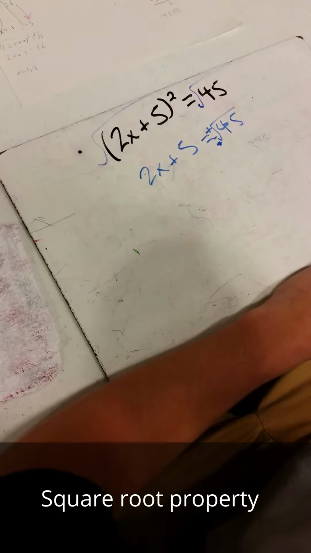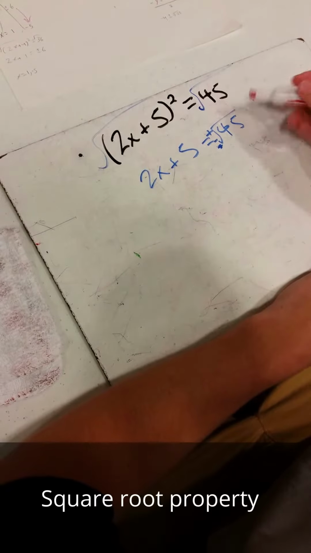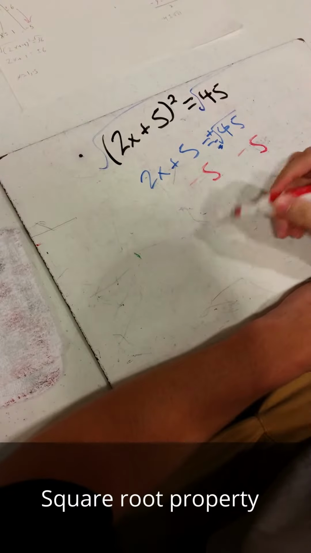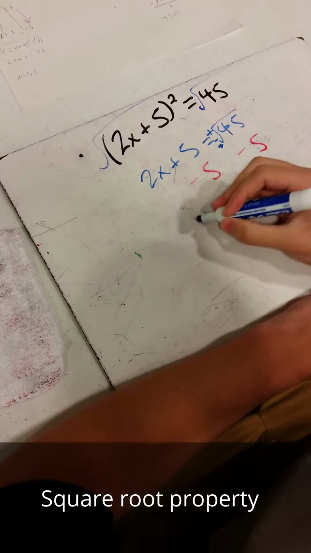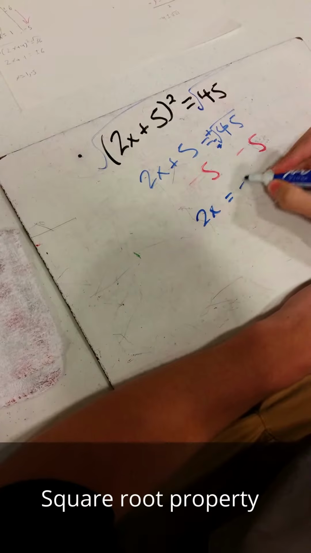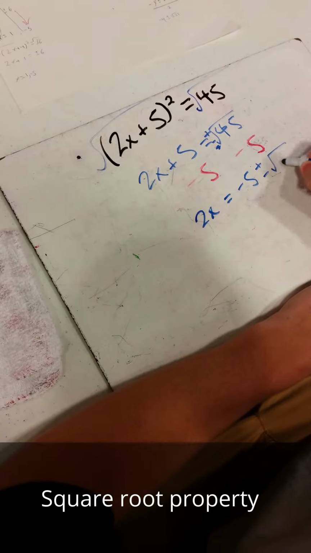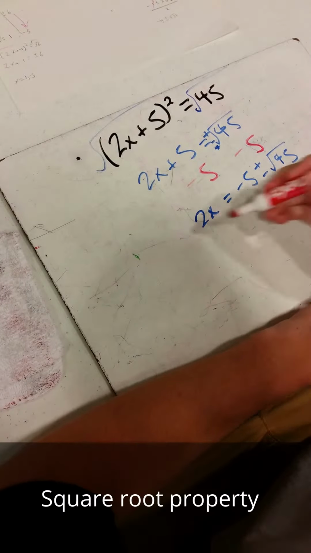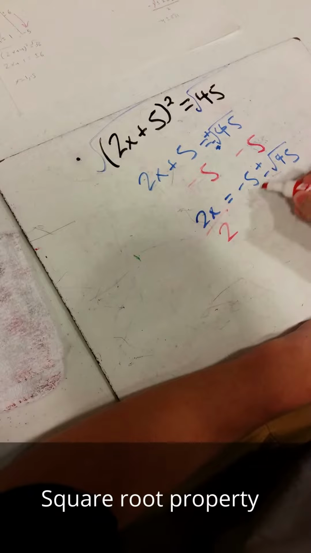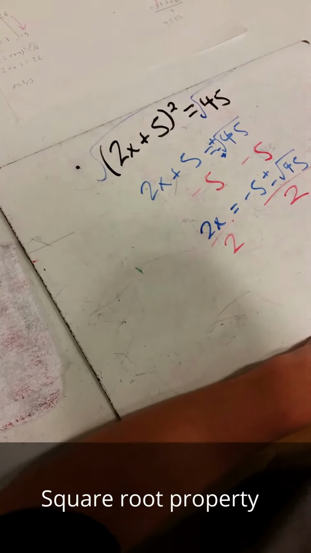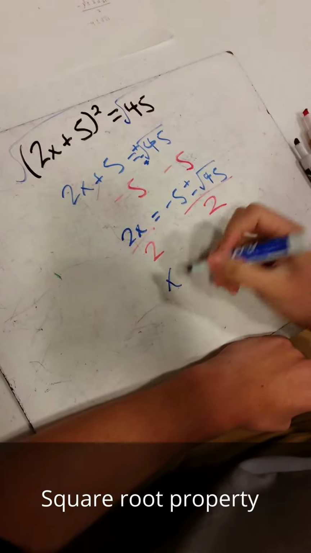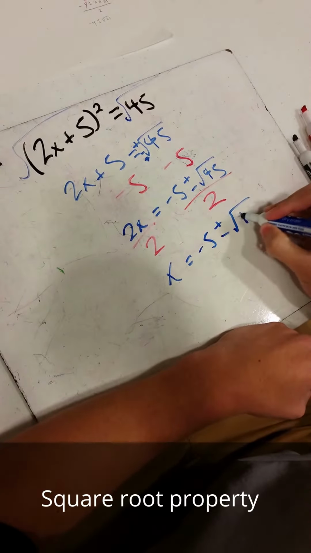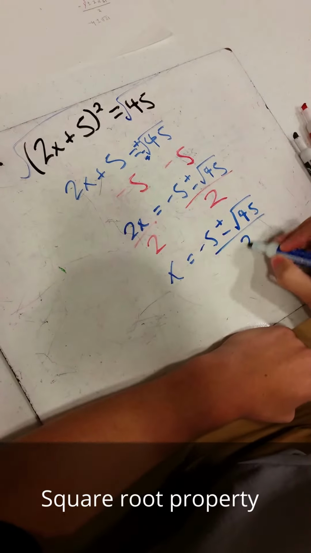Alright, so now you can start subtracting and dividing. Next you're going to subtract 5 from both sides, leaving 2x by itself. So it would be 2x = -5 plus or minus square root 45. Then you see the 2x over here and this over here, so you can divide this all by 2. On this side you're left with x, and on the other side you're left with (-5 plus or minus square root 45) all over 2.